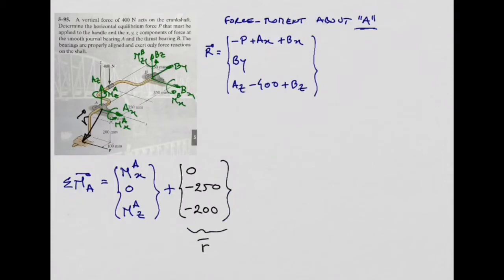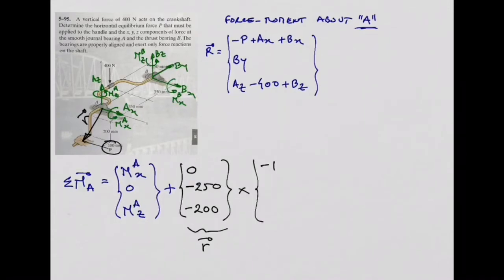So this is my position vector, R. Now I need to do the cross product, or the external product, of this position vector with my force vector. My force vector is this force P. You need to tell me what is the x component of this force P? Minus P. What is the y component? 0. Z component? 0. See? Okay?